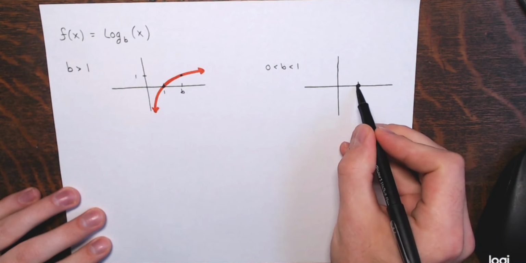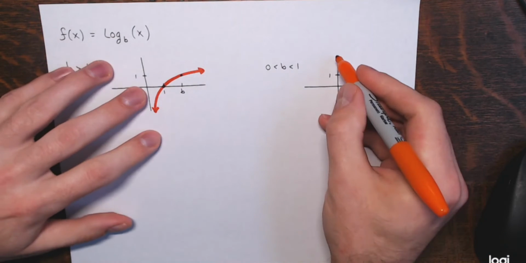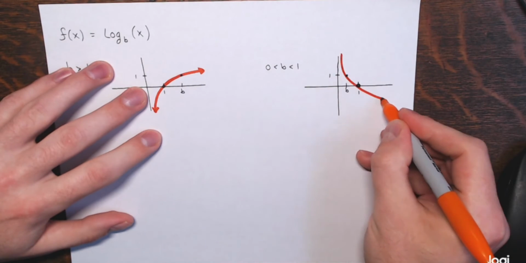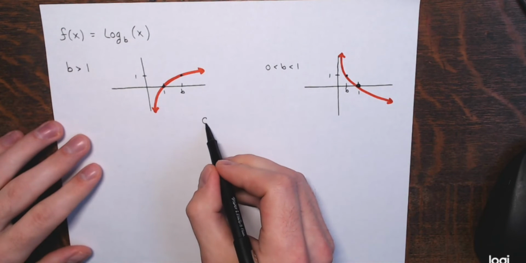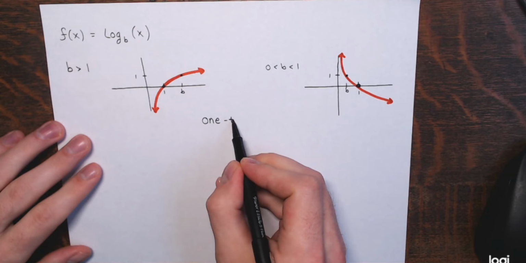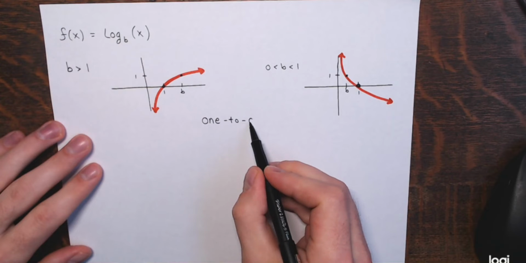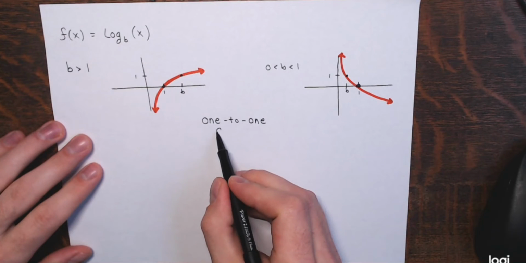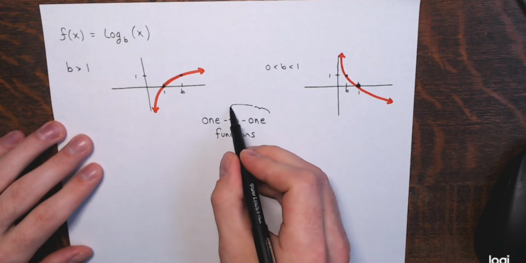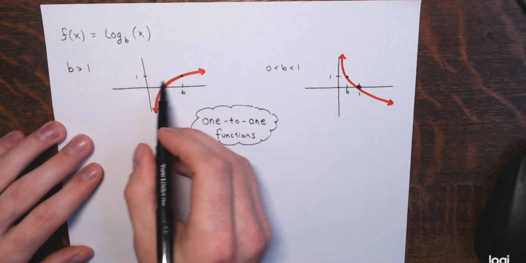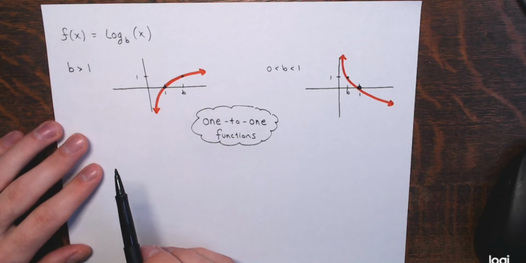It goes through the point 1, 0, right around the graph. And again, the vertical asymptote at the y-axis here, and it was a decreasing function like that. But still, one-to-one functions. And again, this is going back to probably chapter 3 of this text. Remember, a function is one-to-one if it passes the horizontal line test: you draw any horizontal line, it's only going to hit the graph one time, never more than once.